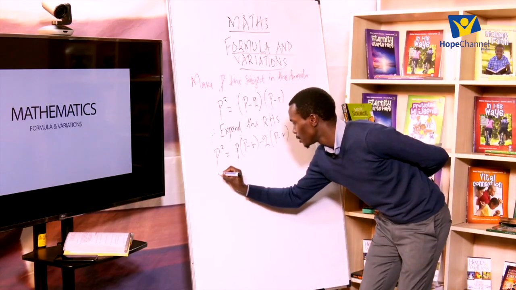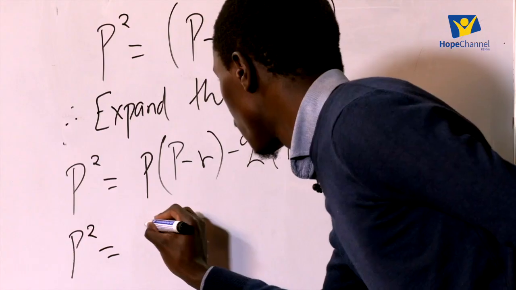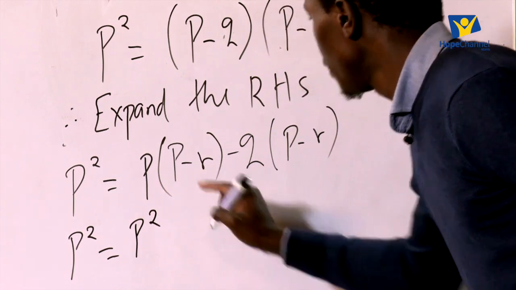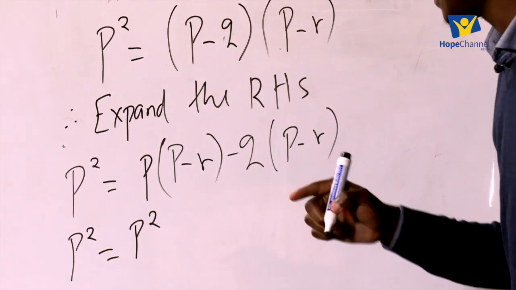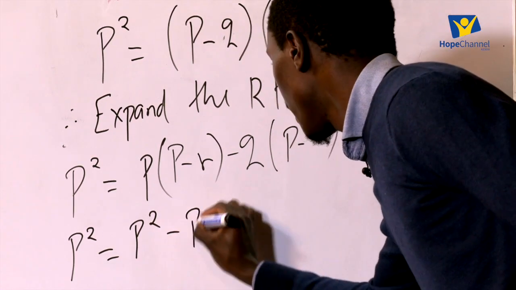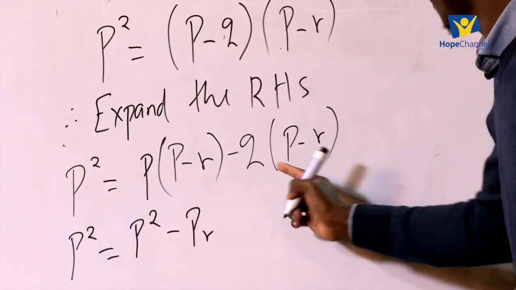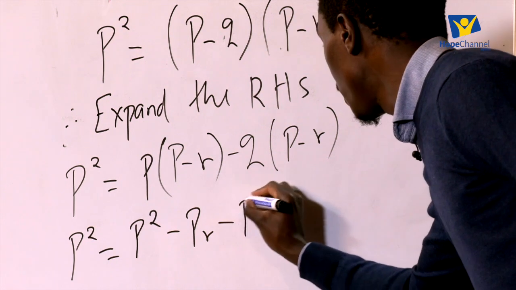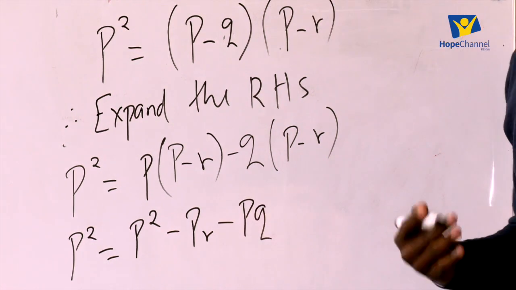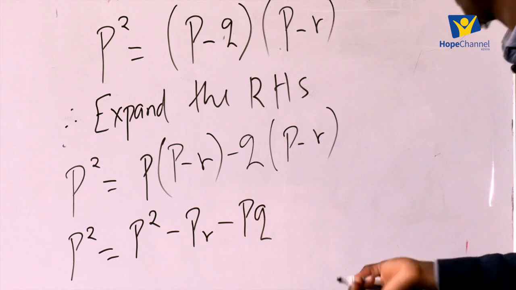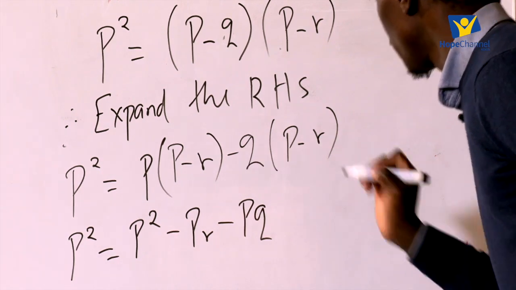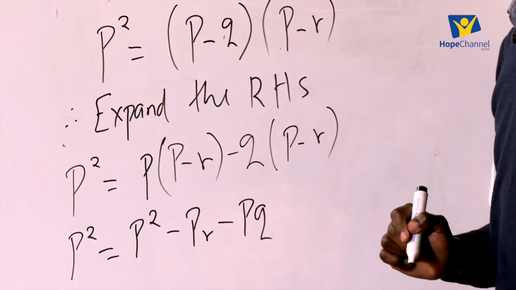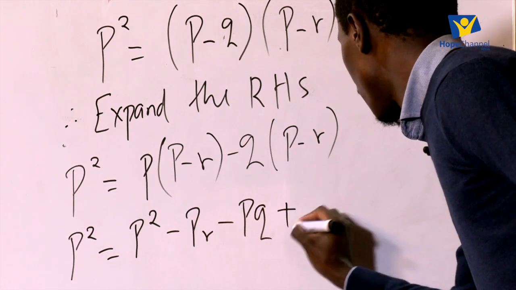So we'll have it as p squared is equal to p times p is p squared. P multiplied by negative r is negative pr. Then we have negative q multiplied by p. We'll have it as negative pq, or you can have it as negative qp. There's still no problem. And then we have negative q multiplied by negative r. Because it is a negative multiplied by negative, we will have it as a positive, and that will be positive qr.